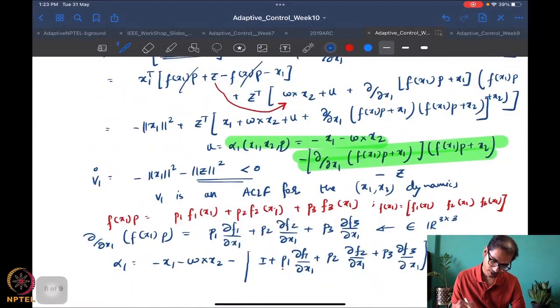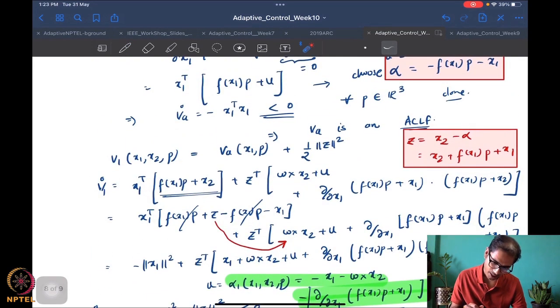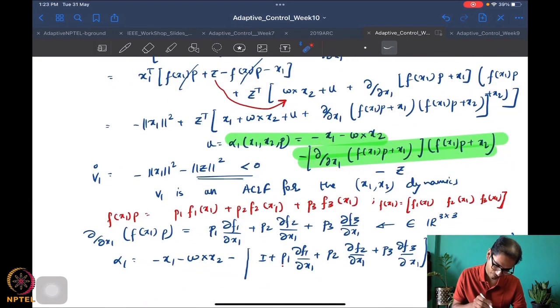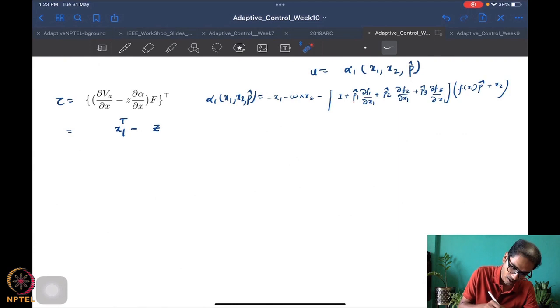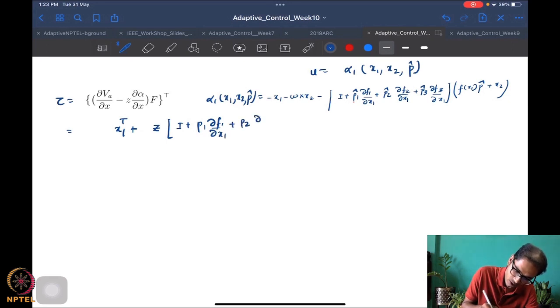So alpha was essentially this guy with a negative sign. So the partial of this is simply going to be this entire thing plus an identity with a negative sign, plus identity plus p1 del f1 del x1 plus p2 del f2 del x1 plus p3 del f3 del x1, and this whole thing multiplied by f.